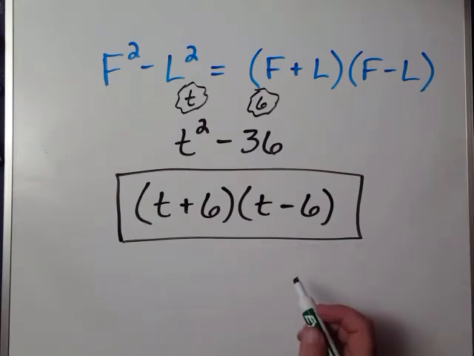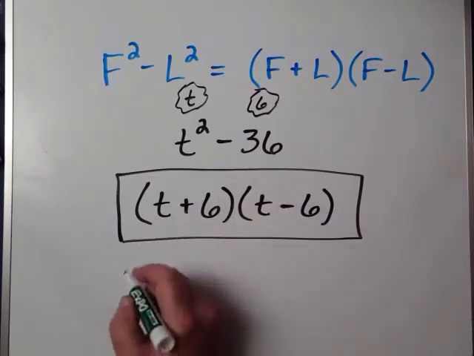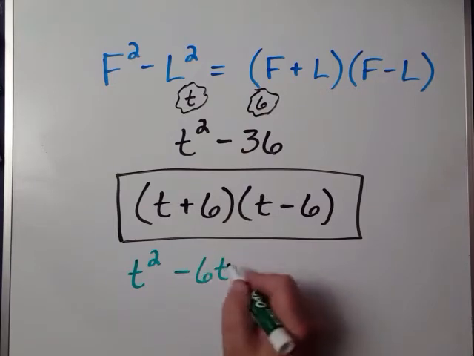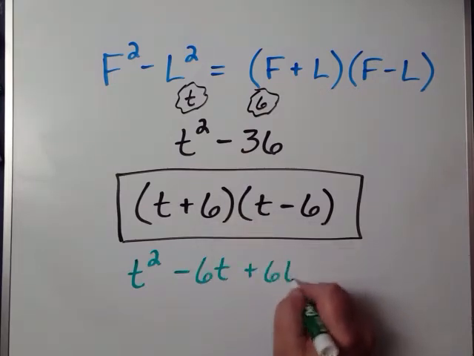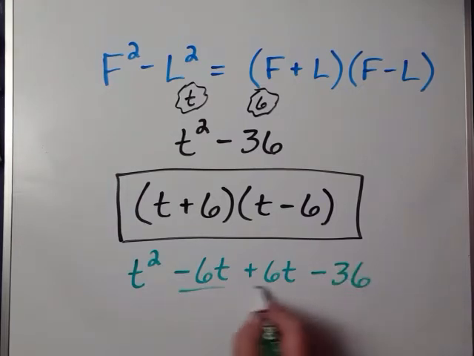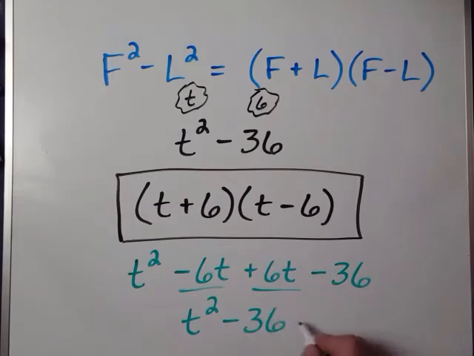I'm going to go ahead and FOIL this out, although we could use our special product rule. But if I FOIL this back out, the first is t squared, the outside minus 6t, the inside plus 6t, the product of the last, watch your signs, minus 36. Combine like terms, and those linear terms subtract out. And that does return me to that original binomial.